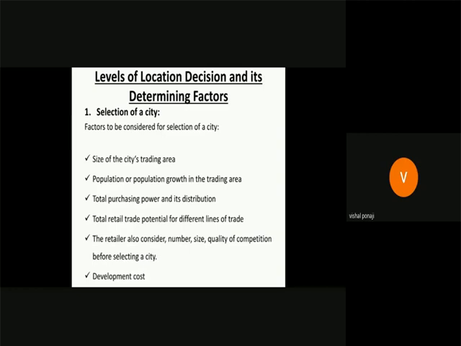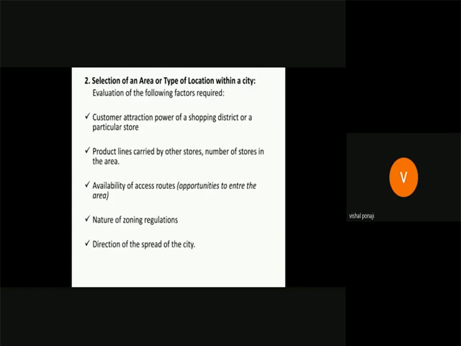The second step: once the city is selected, you have to select an area, or what we call a type of location within the city. The city has been considered, and we have to enter it with a certain concept. Which specific area will help a retailer's strategy get executed and deliver the output required by the objectives that have been set? There are certain factors to be considered in the evaluation when you are selecting a location within the city you have selected.